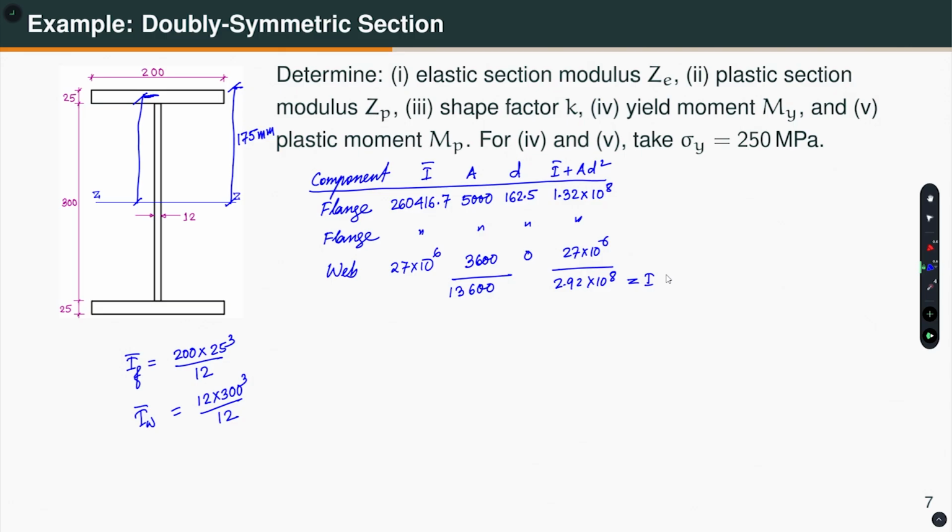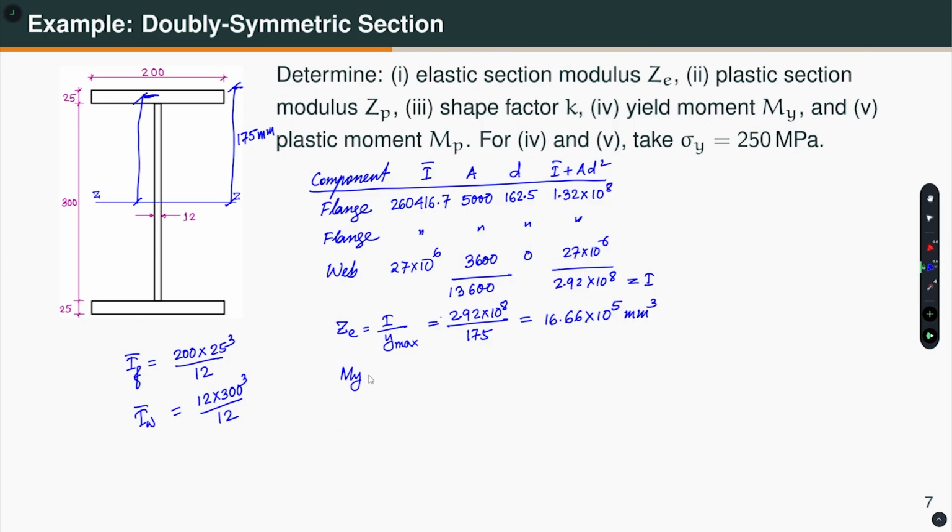Okay. Now, what is the elastic section modulus? ZE? ZE is equal to I by Y max. Okay. So, I is 2.92 into 10 raised to the power 8 divided by Y max is 175. So, that will give you 16.66 into 10 raised to the power 5 mm cube. Okay. So, that is my elastic section modulus.